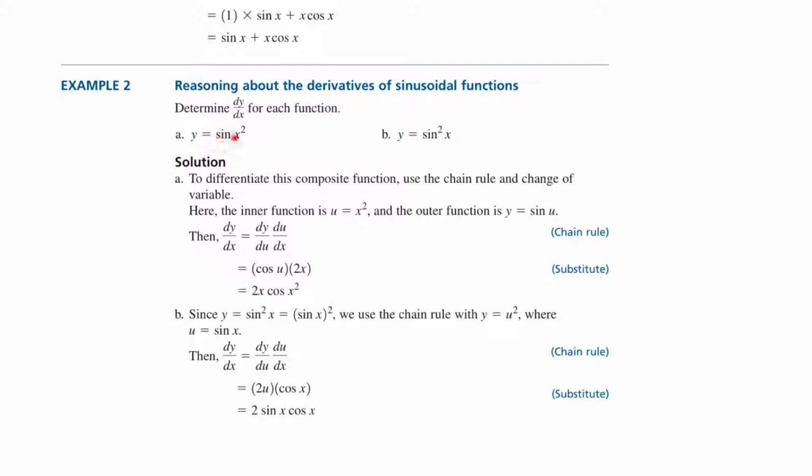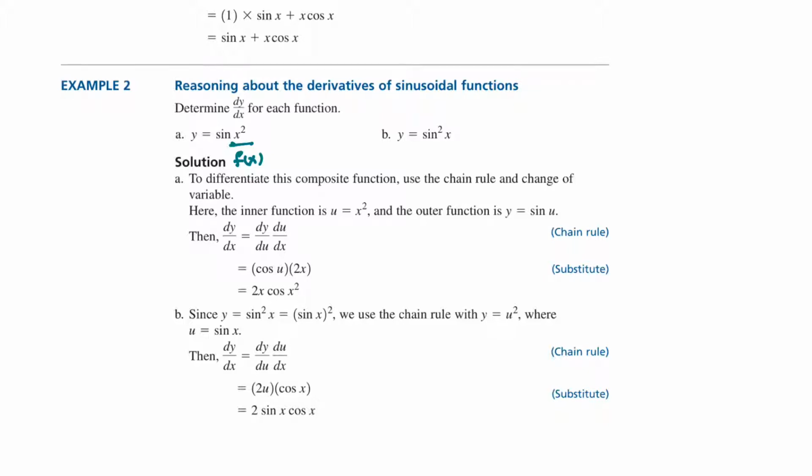Let's find the derivative of sine of x squared and sine of x to the power of 2. We use the chain rule to find the derivative of sine of x squared. If we call x squared u, then dy/dx is dy/du times du/dx. dy/du is cosine of u, since the derivative of sine of u with respect to u is cosine of u. du/dx is the derivative of x squared with respect to x, which is 2x. Therefore, the derivative of y equals sine of x squared is 2x cosine of x squared. We could say x squared is f of x, and we use the fact that the derivative of sine of f of x is f prime of x cosine of f of x.